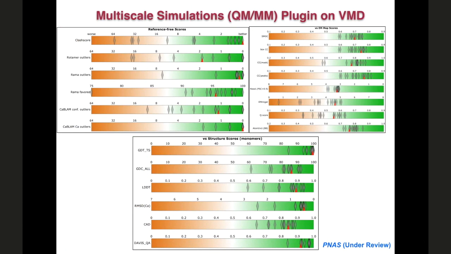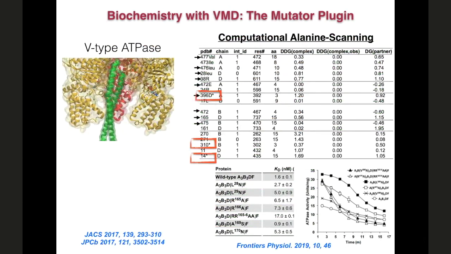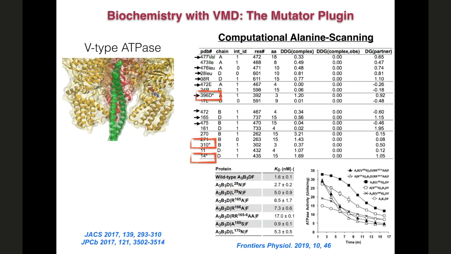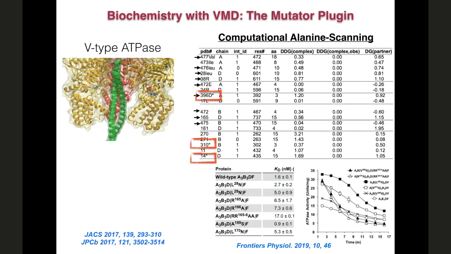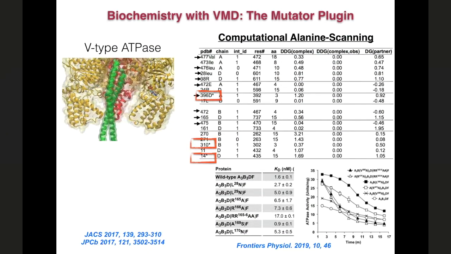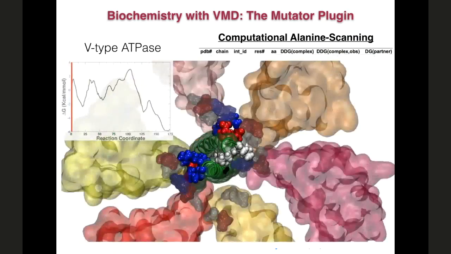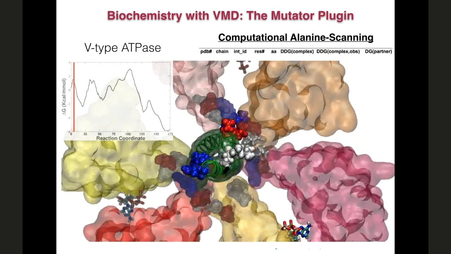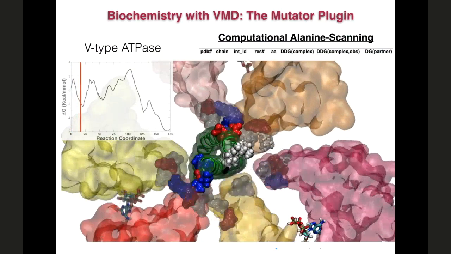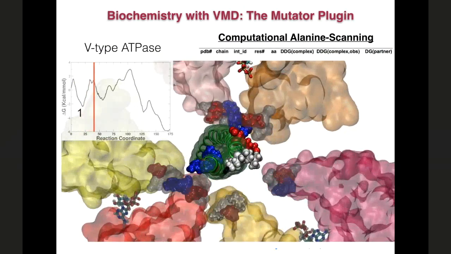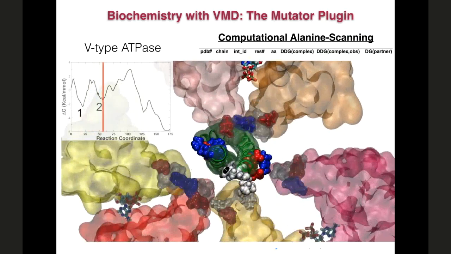Good. So one last thing I want to show is that we can do biochemistry with VMD. We can actually do molecular mutations. On the left-hand side, I show you a movie of a biological motor in action. Again, we have some residues that we can identify in these movies, and we want to know, if we mutate these residues, what is going to happen to this particular system.